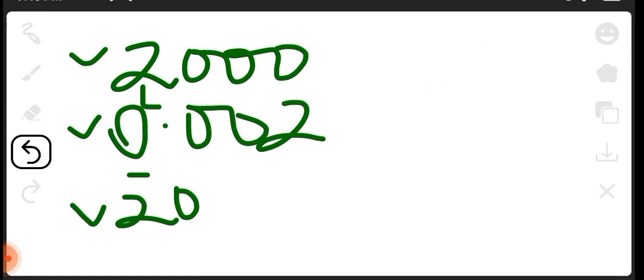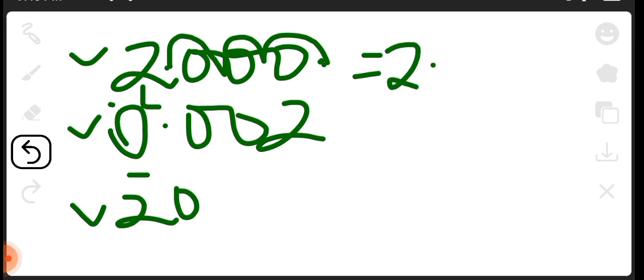For this one, remember I told you the decimal point is here. So you just move the decimal point to the front of the first non-zero digit. We're going to have 1, 2, 3. That means we are moving the decimal point backward 3 times. So we're going to have 2 point, and since everything there is 0, you can just put 0. Then you multiply by 10 raised to the power of the positive value of how many times you moved the decimal point backward.